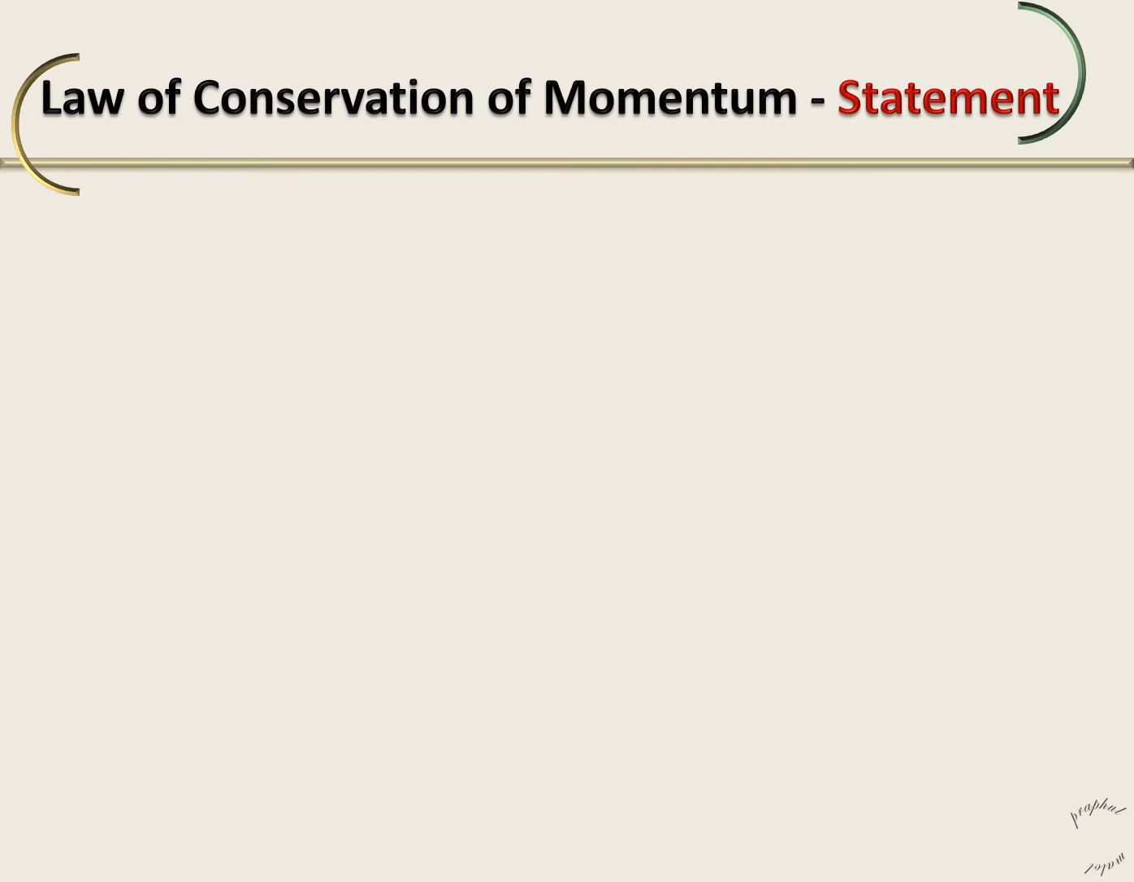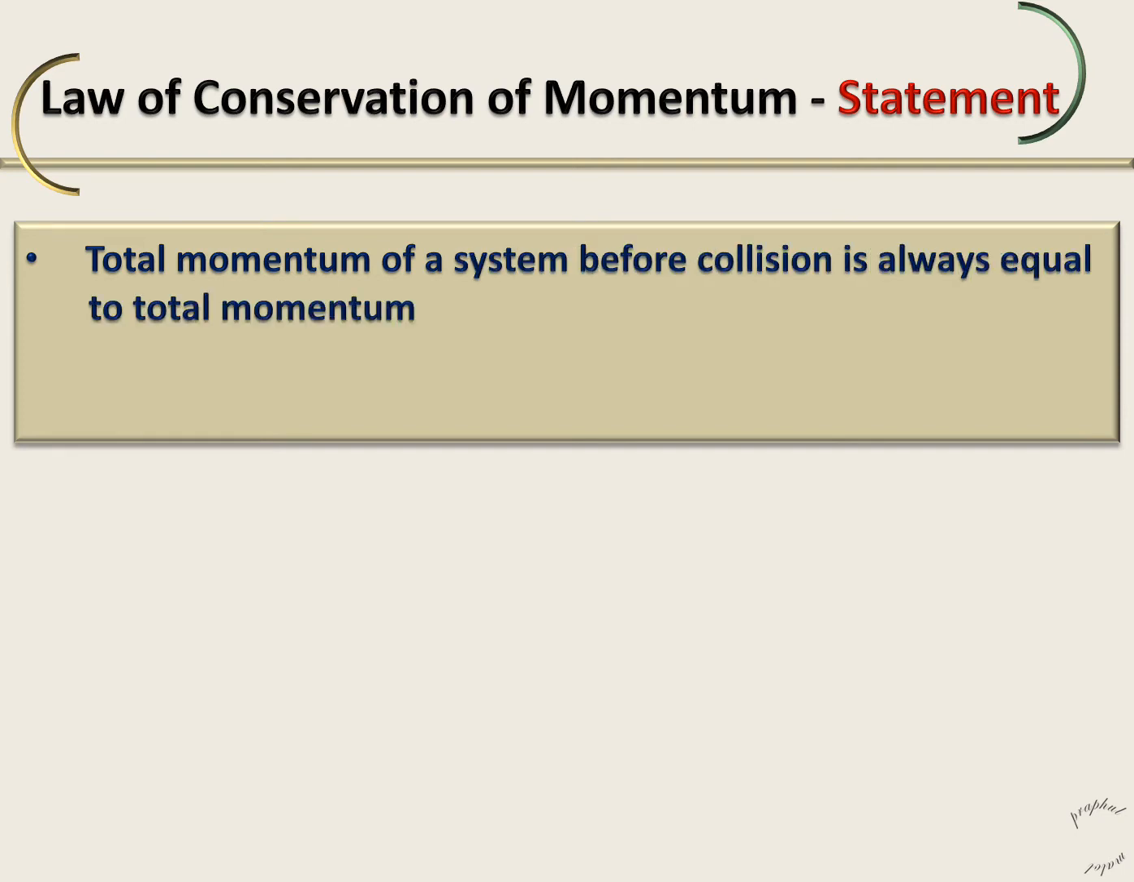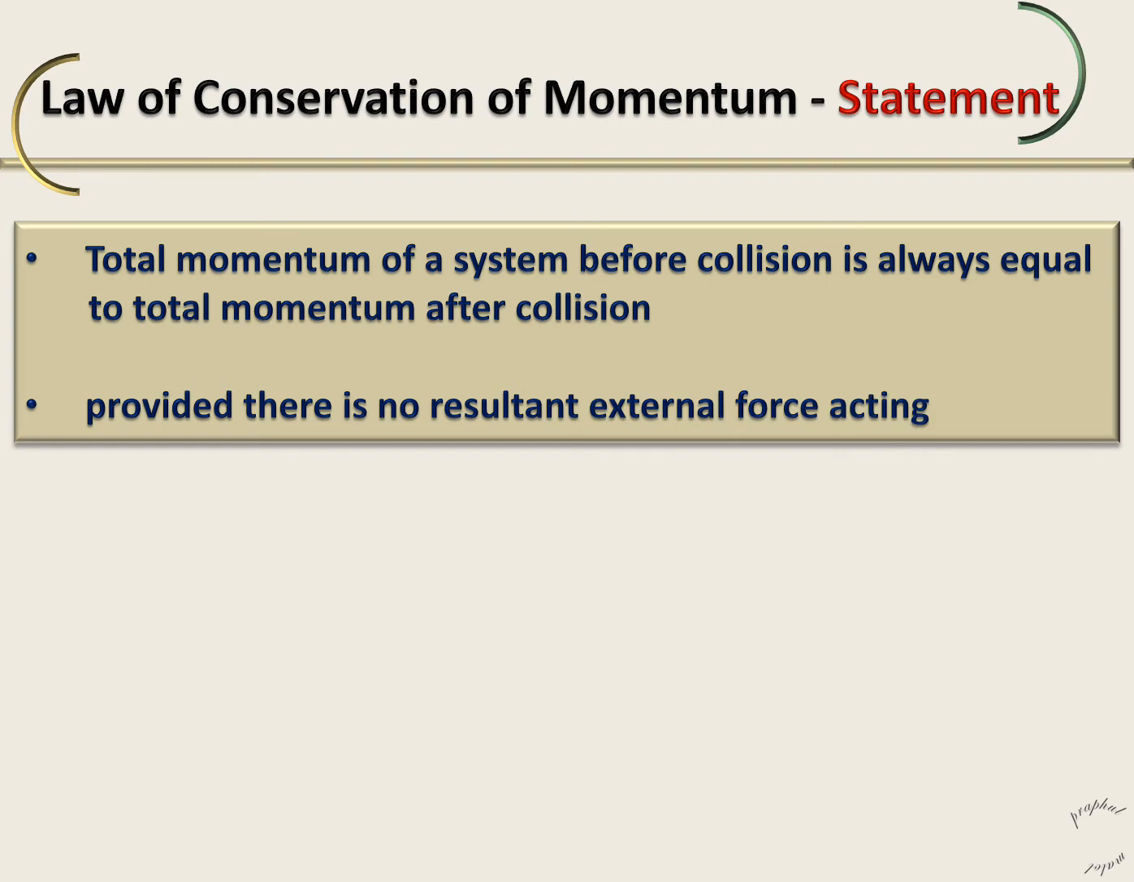Let's see what's the exact statement of the law of conservation of momentum. This is very, very important for the exams. The statement they will ask to write as it is. The statement goes, total momentum of a system. So, system can be anything. You can consider just the two balls as a system, or even you can consider the whole universe as a single system. It depends on the question, you can treat the system as you like.